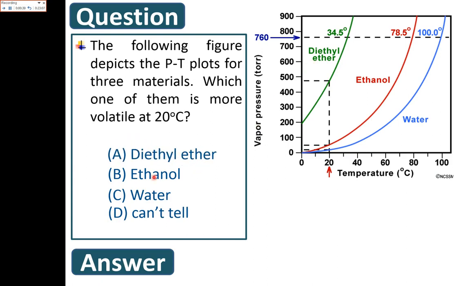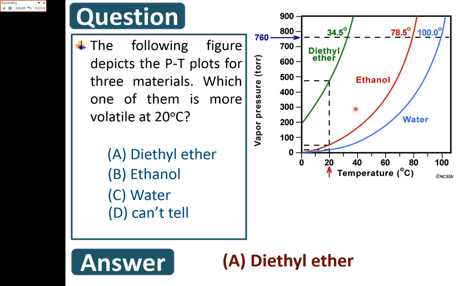So the answer would be diethyl ether. But also we can ask differently with this plot. This is the 1 atmosphere, which is 760 torr, and the vapor pressure at 1 atmosphere here corresponds as well to the boiling point of the different materials.